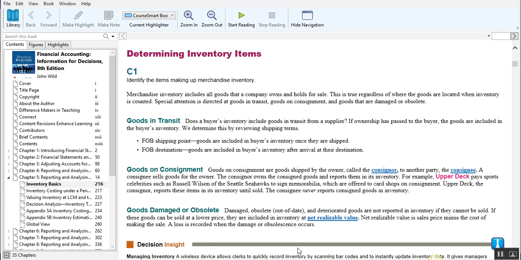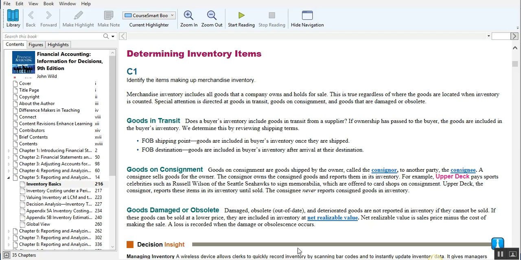In chapter 4, what we considered was how we record those entries in the journal, how we close those accounts at the end of the accounting period, and how we report them. In this chapter we're going to be focused more on what we include in inventory and how we actually value the inventory.